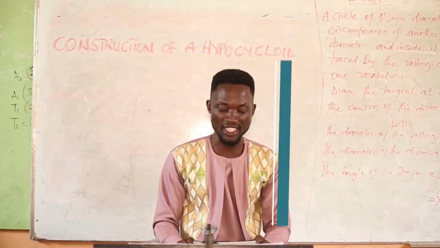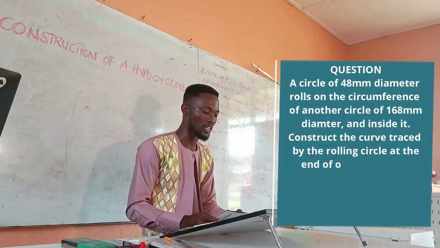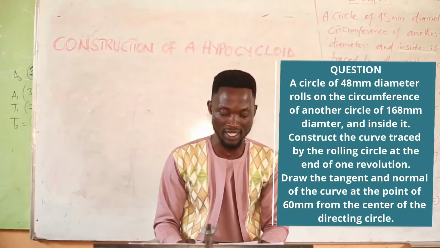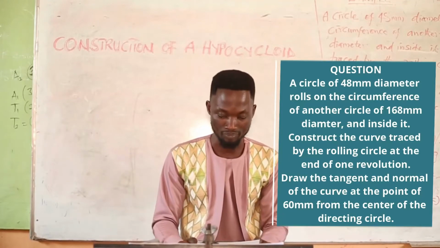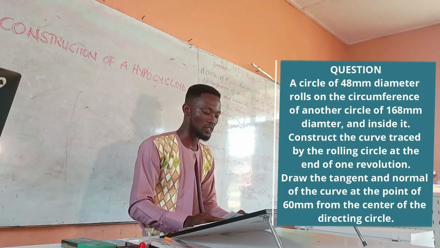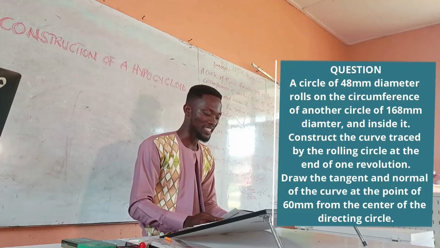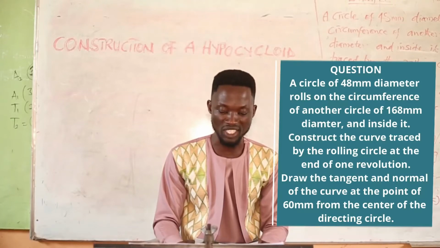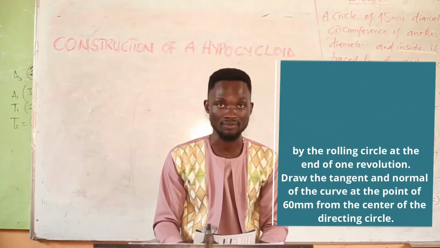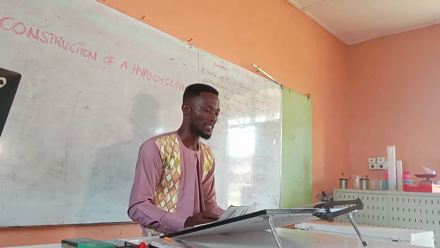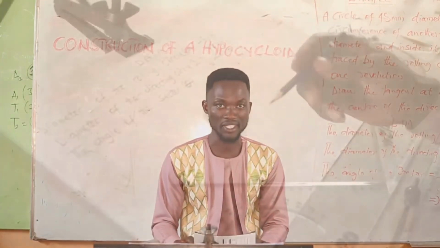A circle of 48 millimeters diameter rolls on the circumference of another circle of 168 millimeters diameter and inside it. Construct the curve traced by the rolling circle at the end of one revolution. Draw the tangent and normal of the curve at the point of 60 millimeters from the center of the directing circle. So this is the question, and let's deal with it. I have the data here, so come close and let's deal with it.